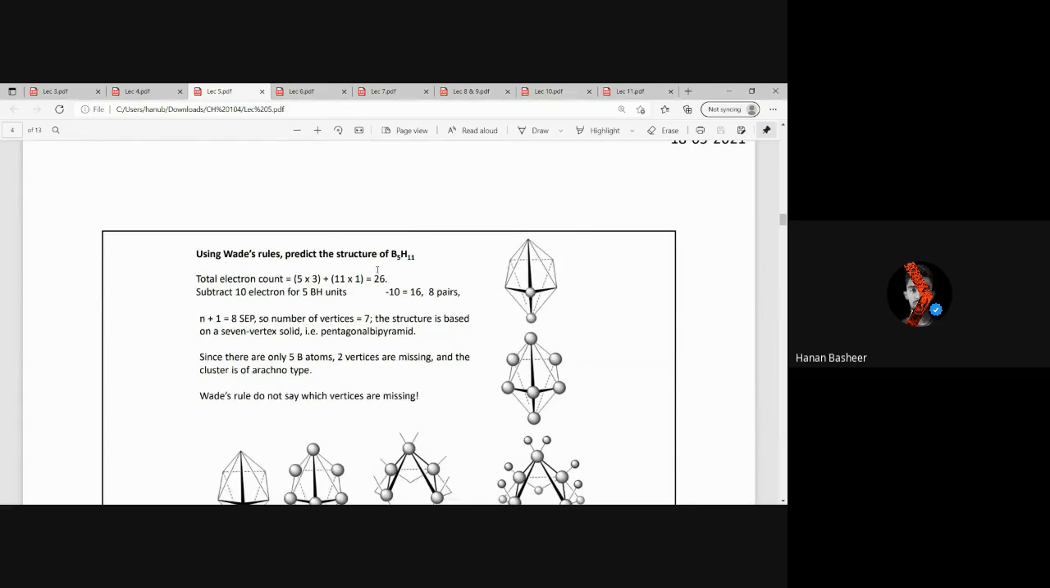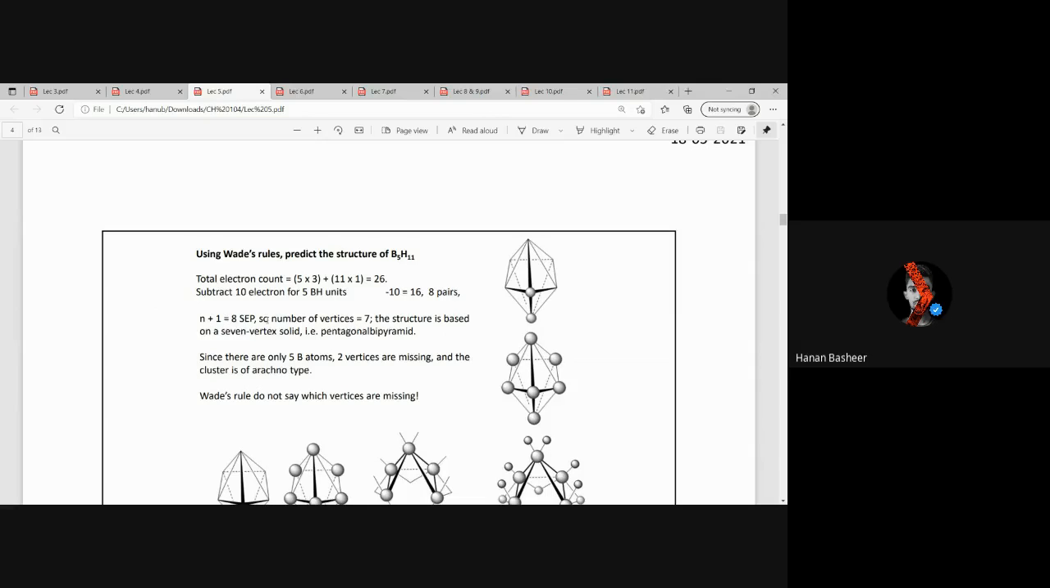So if you have B5H11, we know that 5 times 3 accounts for the valence electrons of boron, and 11 times 1 accounts for the electrons of hydrogen, we get 26. Subtract 2 for each BH pair, so minus 10, which equals 16, which is a total of 8 pairs.